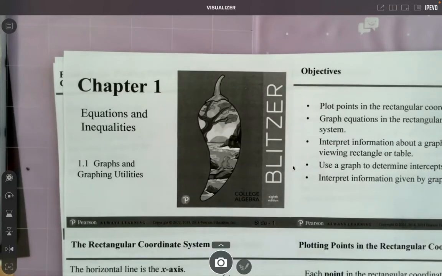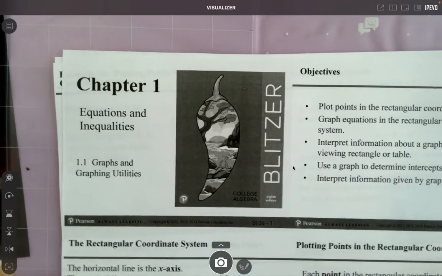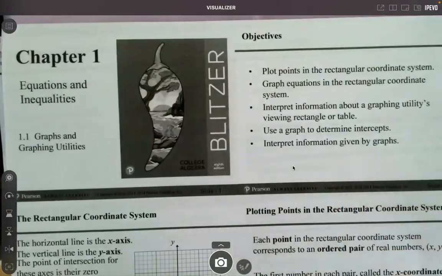I'm going to go over with you section 1.1, which is all about graphs and graphing utilities. Here are the objectives for this section.